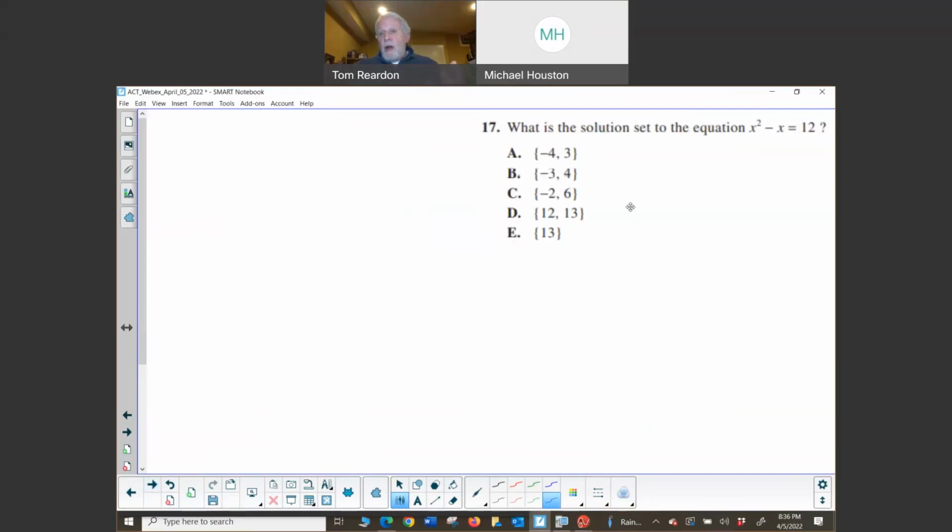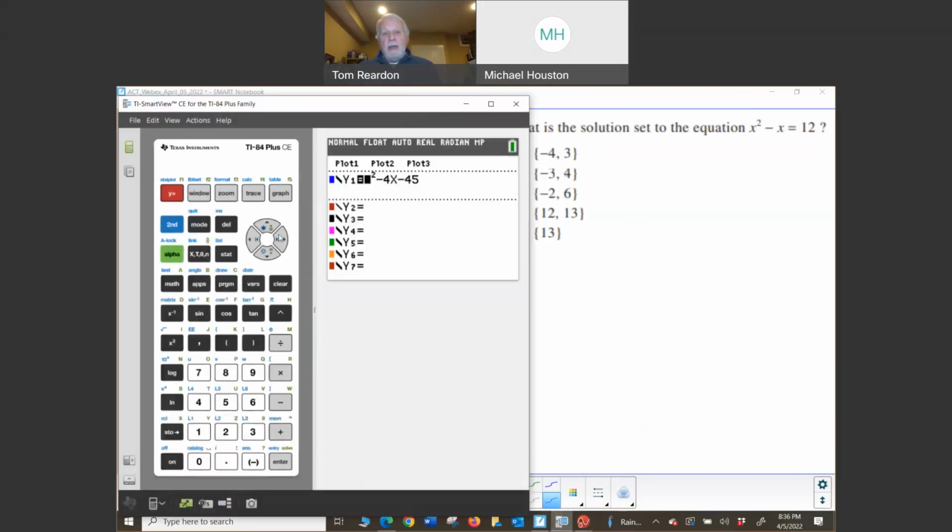Another, how would you solve this? Again, I would get it equal to 0, factor it, do that procedure there. But I think it's very helpful for students to see how you can do this graphically. So if I want to, let's say, graph x squared minus x in y1 and y equals 12 in y2, I'm going to go to graph that.